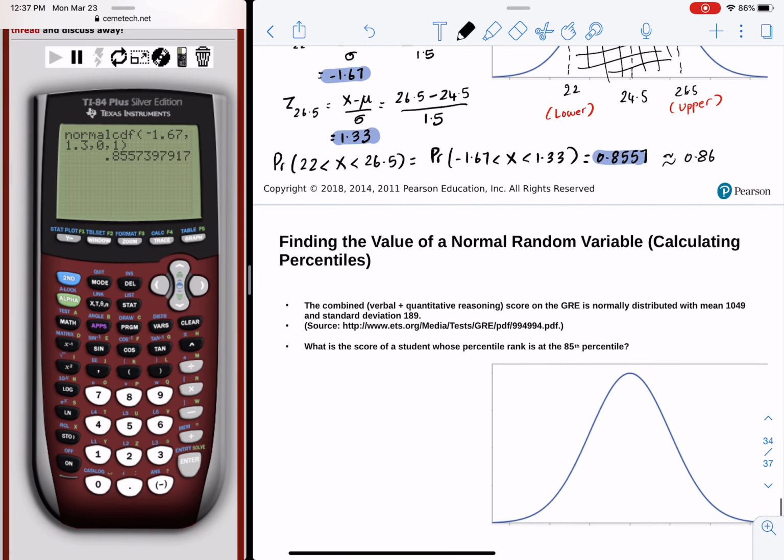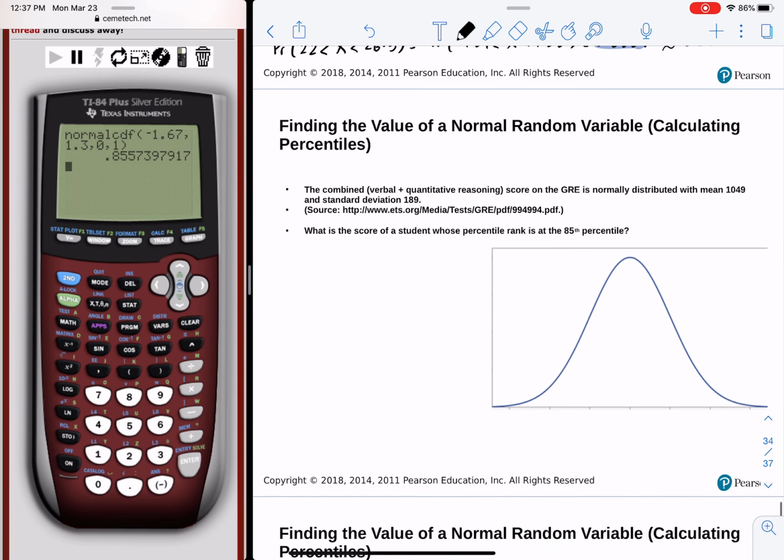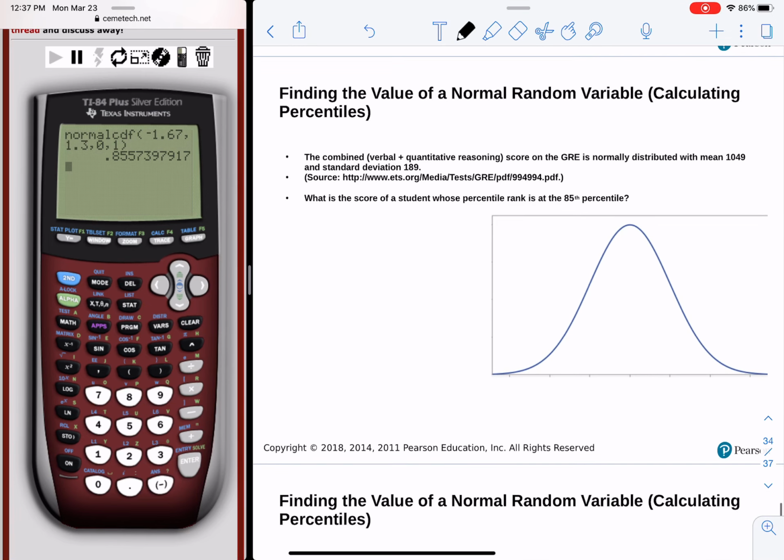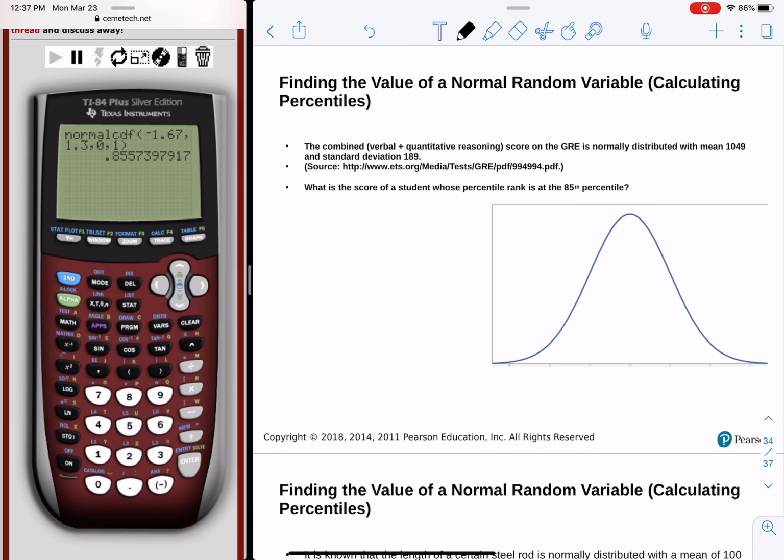The next topic is to find the value of a normal random variable. In the sense, we are trying to find the percentile or the position of an observation. Here is an example. The combined verbal and quantitative reasoning score on the GRE is normally distributed with mean 1049 and standard deviation is 189. What is the score of a student whose percentile rank is at the 85th percentile?